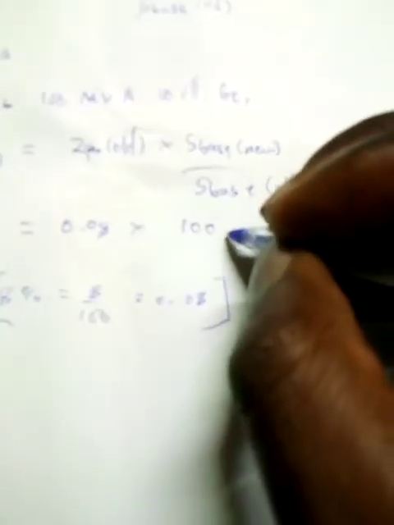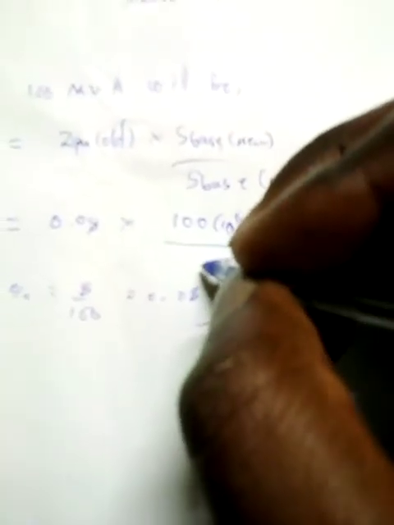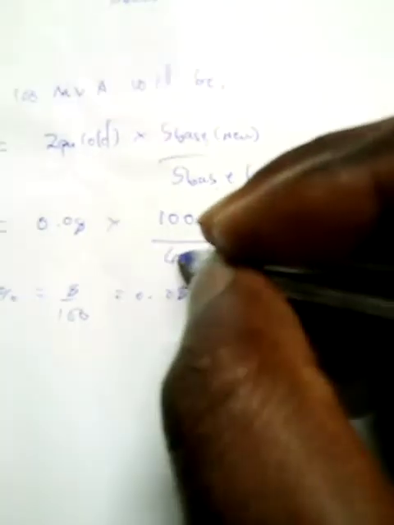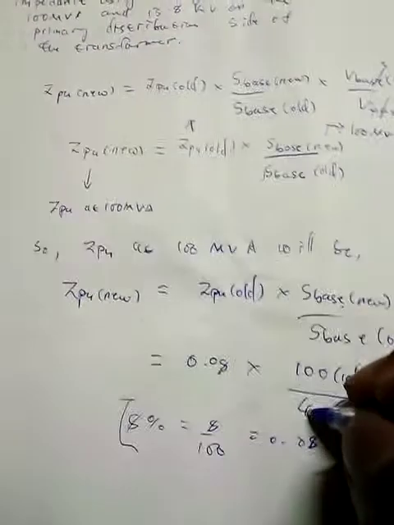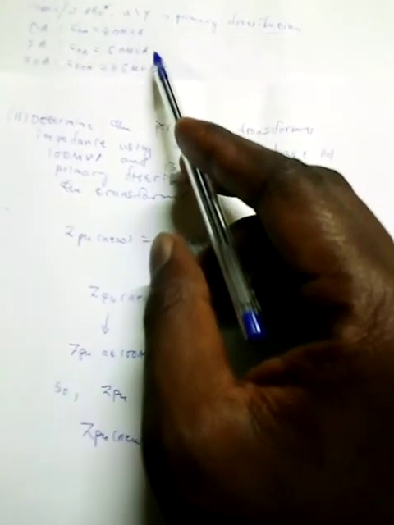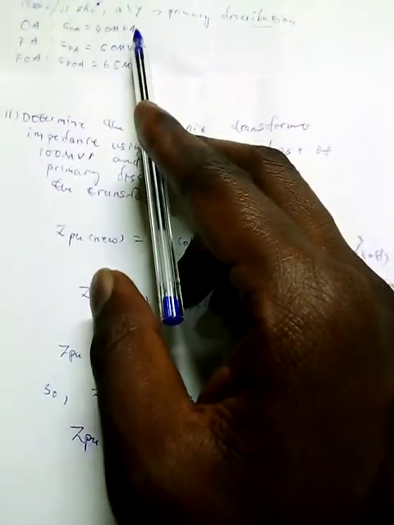So we multiply this by the new base, which was given as 100 MVA. And we of course know that M is 10 to the power 6 because it's mega volt amps, over what we had, which was 40 MVA. Notice I said the S base old, or the actual base at which this value was given, is the OA rating. There are so many different values in this question for MVA or for S base. There's 40, there's 50, there's 65, but the one you're supposed to use for this part of the question is the one given as your OA.